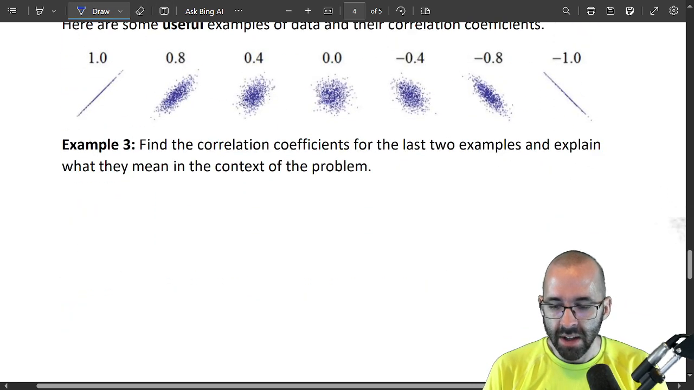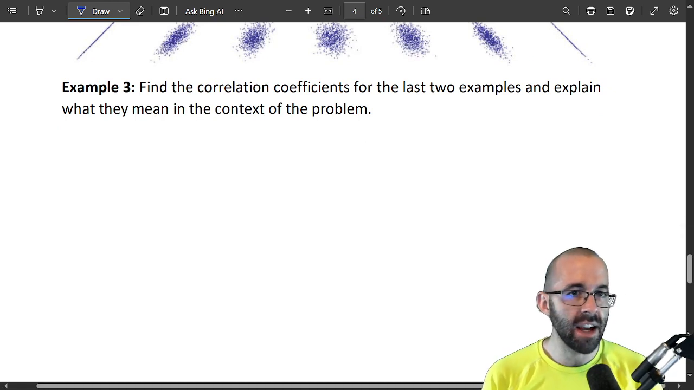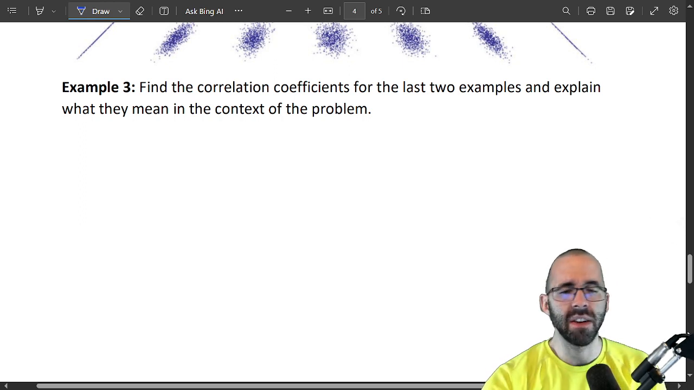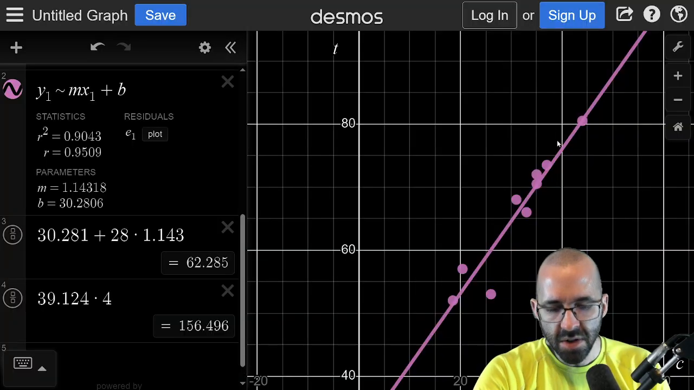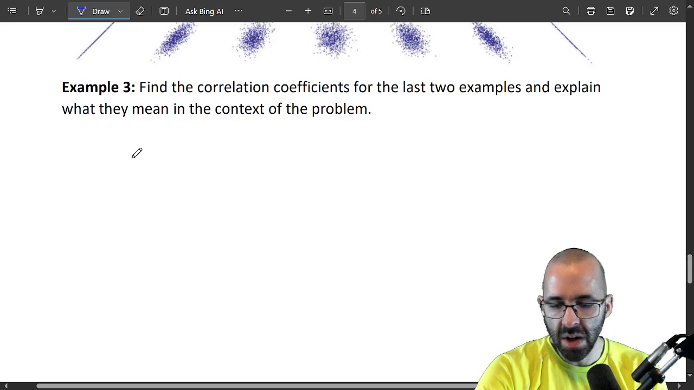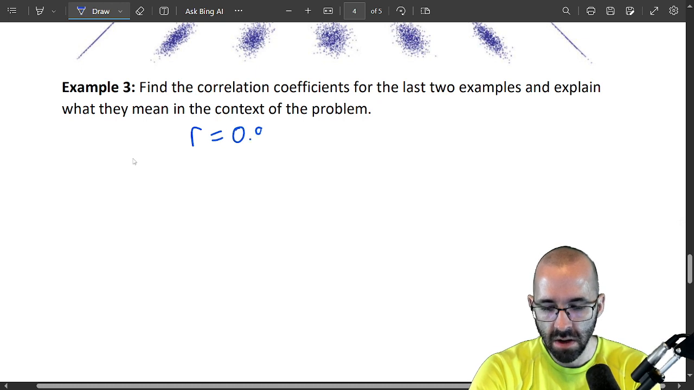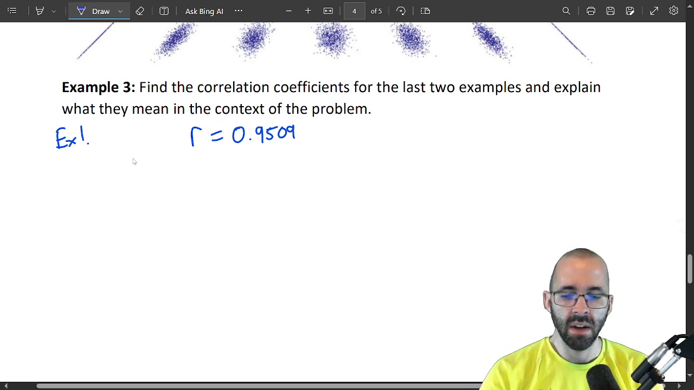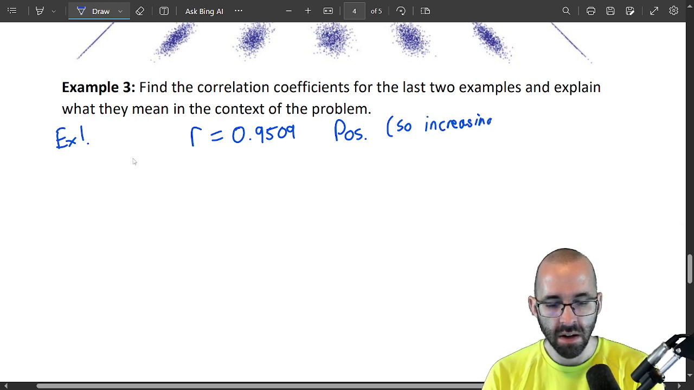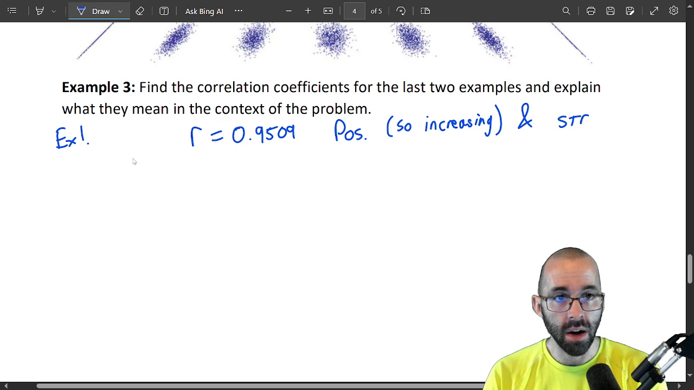All right, so let's find the correlation coefficients for the last 2 examples that we did. That's why I said keep them up in Desmos, and explain what they mean in the context of each problem. So let's start with the crickets chirping. Our correlation coefficient was 0.9509. For crickets, this was example 1. Again, R is positive, so it's increasing. And it's strong. Close to 1.